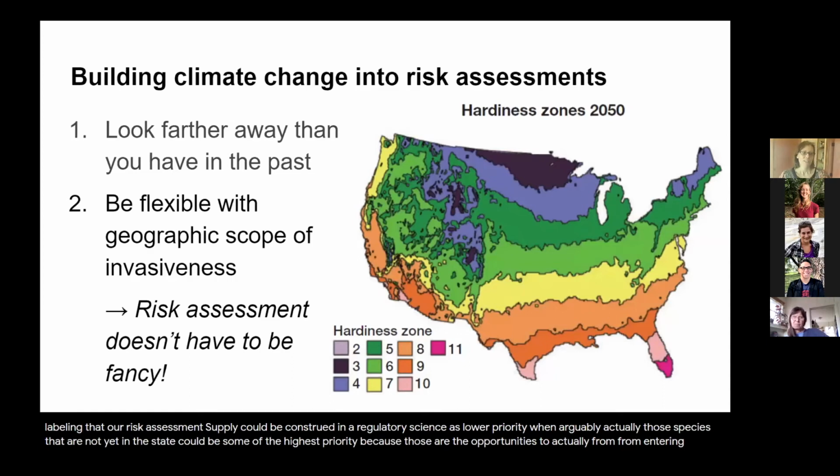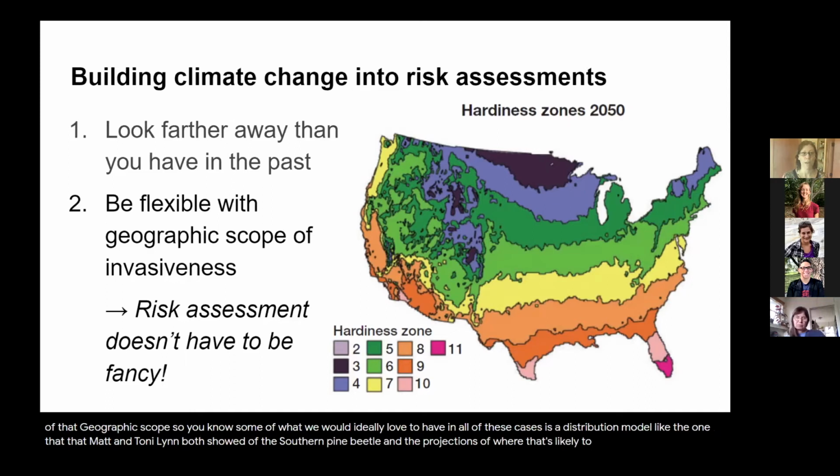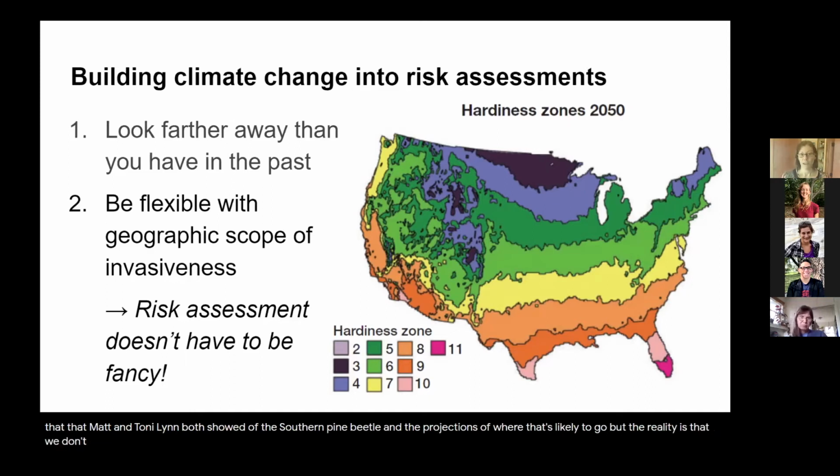because those are the opportunities to actually prevent a species from entering. And in terms of that geographic scope, some of what we would ideally love to have in all of these cases is a distribution model like the one that Matt and Tony Lynn both showed of the southern pine beetle and the projections of where that's likely to go. But the reality is that we don't have that for many invasive species, and especially invasive species that are still emerging, the ones that we really want to be addressing early on in their invasion process.